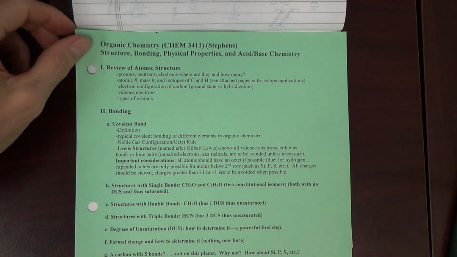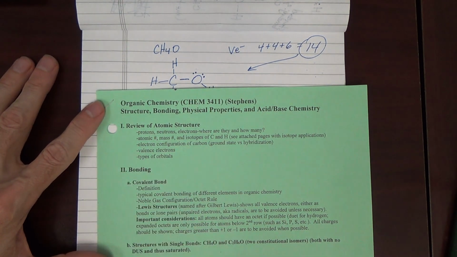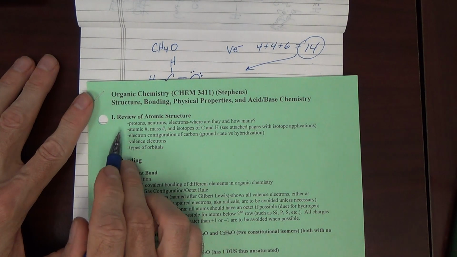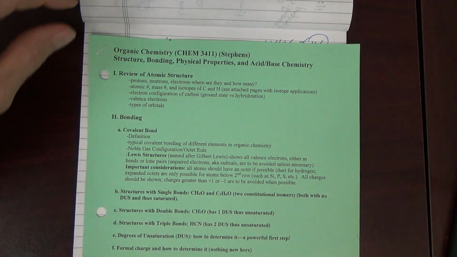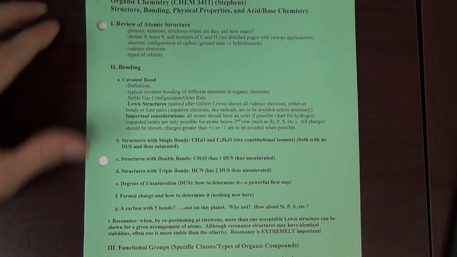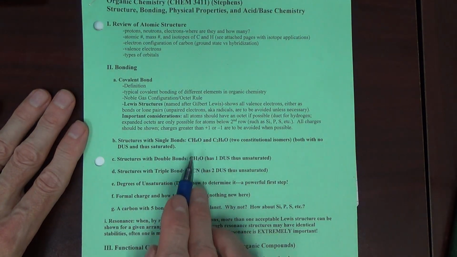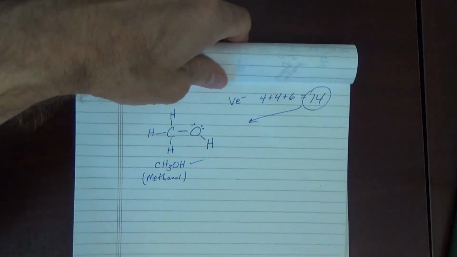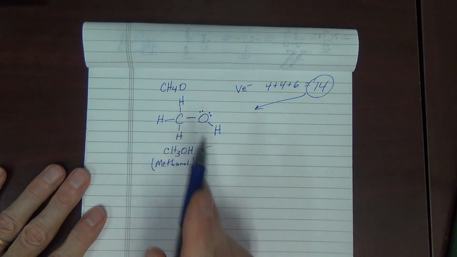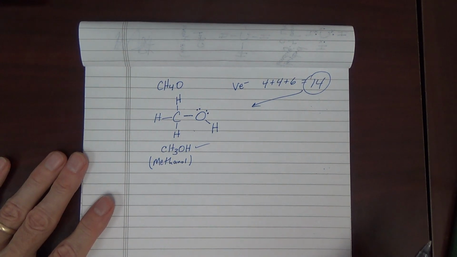Hi guys, let's continue with our discussion of structure and bonding. In the first lecture we went over the basic atomic structure, a review of atomic structure, and we began the bonding section. And we worked our way down to B here, structures with single bonds, and we put together a structure for CH4O. And I believe we came up with this structure here, and that's probably the only structure you will be able to come up with for that formula.